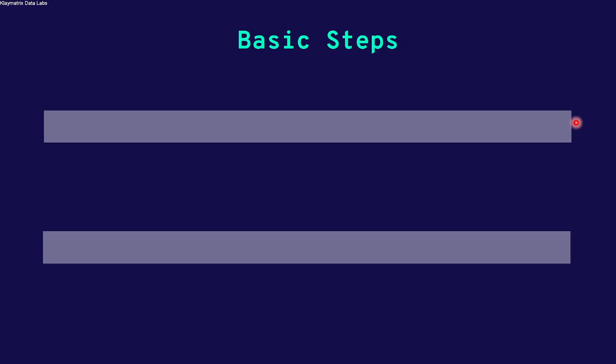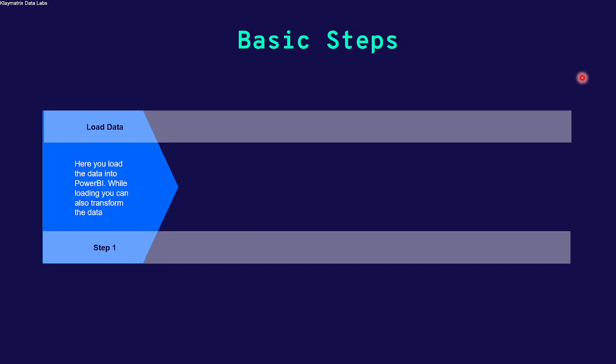Okay. Now, this is how you create a report in Power BI. First of all, you load the data in step one. So in step one, you load your data, right? So here, obviously, you load the data into Power BI, and while loading, you can transform your data.